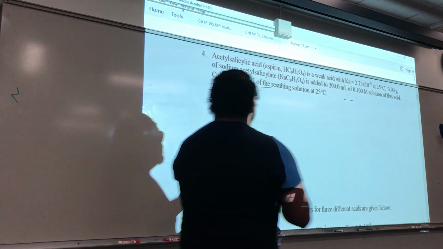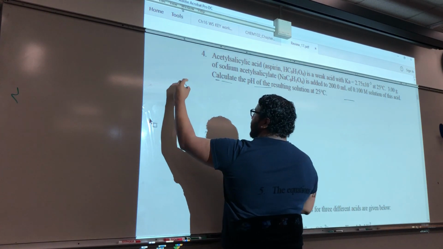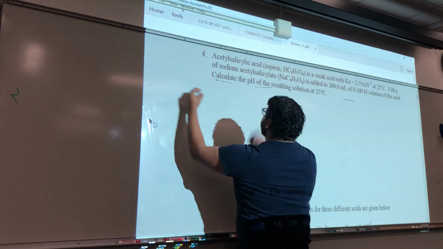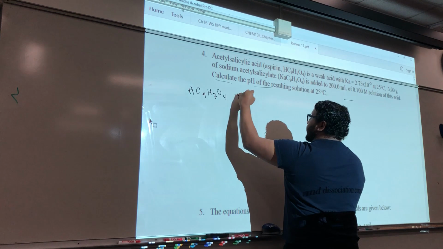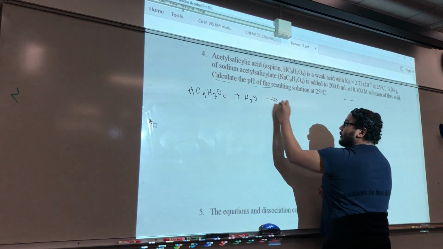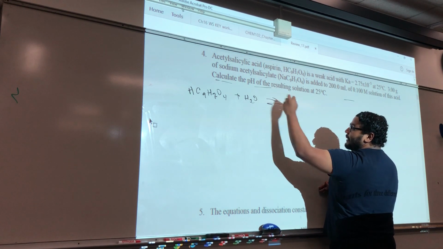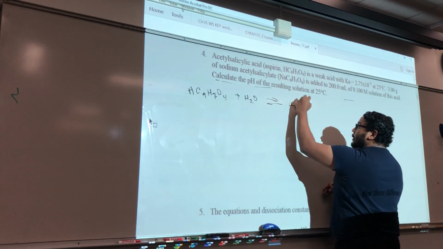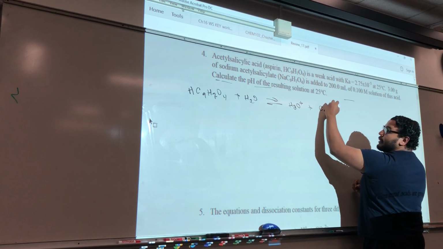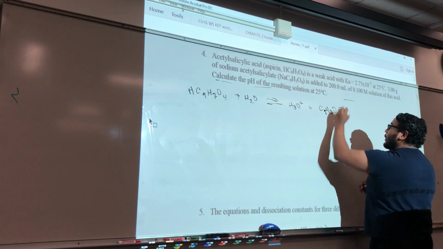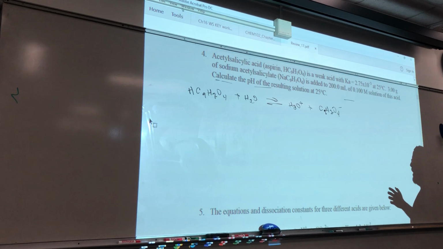So let's write the acid in water, and we'll show its base, right? So it'd be HC9H7O4 plus a little bit of water. It's weak, so we're going to have equilibrium, right? And in this case, when it donates, we're going to have H3O plus and an anion version of itself, the conjugate base, C9H7O4 minus.